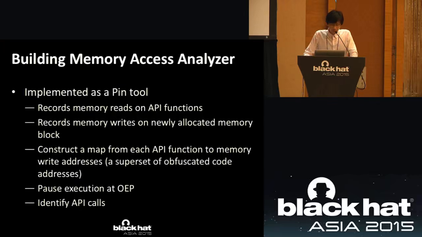So I implemented the memory access analyzer as an Intel Pin tool. It records memory reads on API functions and records memory writes on newly allocated memory blocks. And it constructs a map from each API function to memory write addresses, which is a superset of obfuscated code addresses. And the tool pauses at OEP, the original entry point. It is not the exact OEP, it's near OEP. And finally, it identifies API calls.